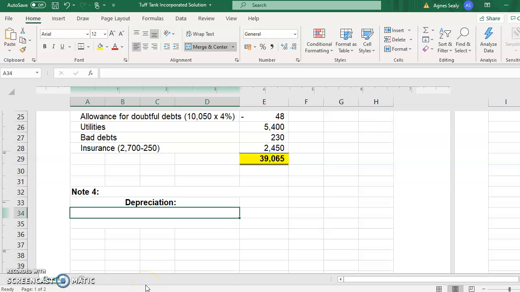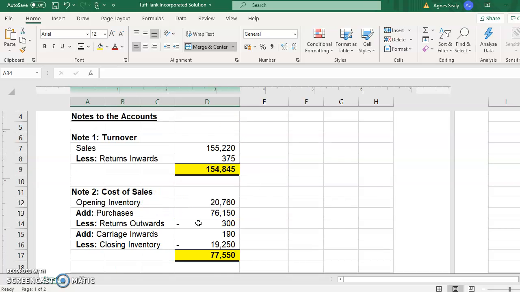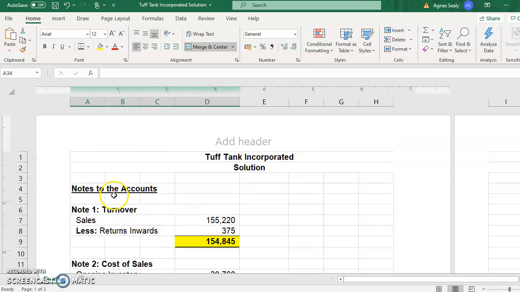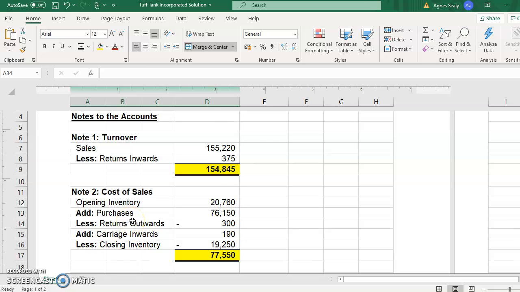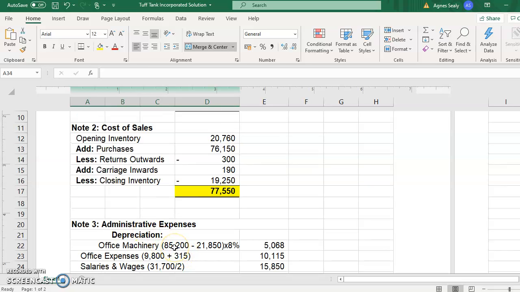Welcome again to our accounting class, and this is a series of videos that we're doing with respect to published accounts and our question Tuff Tank Incorporated. This is part 3 of our video series, and we were looking in our previous videos at the notes to the accounts. So we're basically doing our calculation of our various figures that have to go into the income statement, such as turnover, our cost of sales, and in our last video we did the administrative expenses.